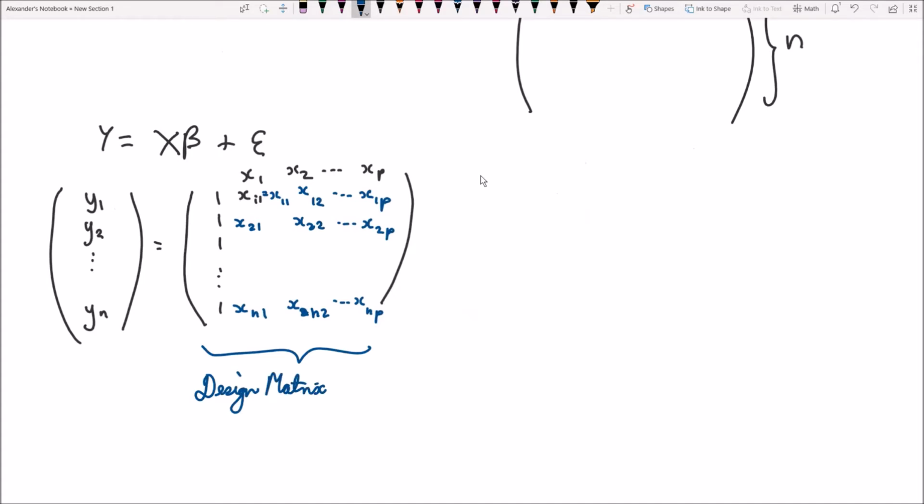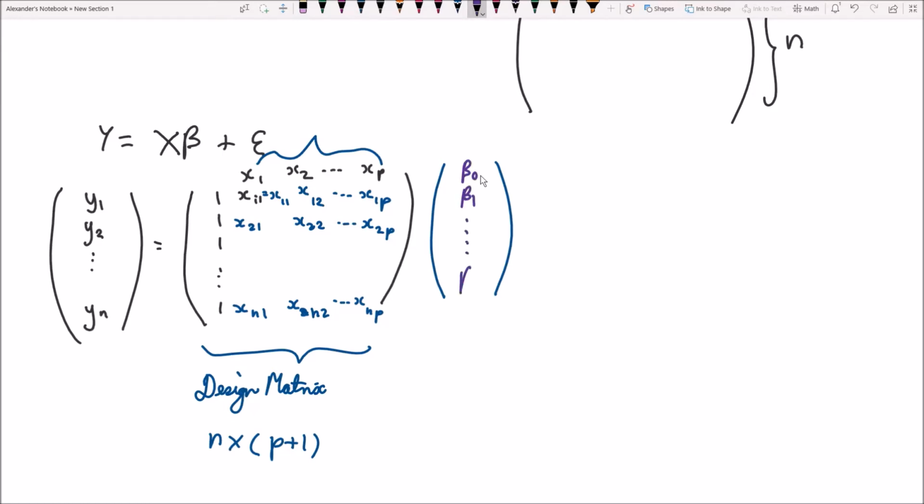And as we can see, this design matrix has n rows, and our number of columns is equal to p for our features and one for the intercept coefficient. So that's n times p plus 1. And then we're going to have our matrix beta, which is the matrix of our coefficients, the intercept and the slope coefficients. And they are going to be beta 0, beta 1, all the way up to beta p. So we see that there are p plus 1.